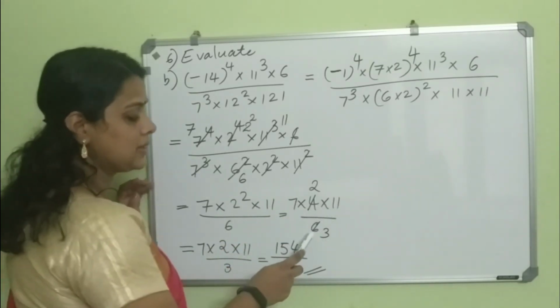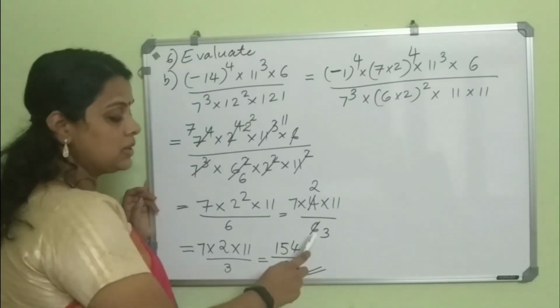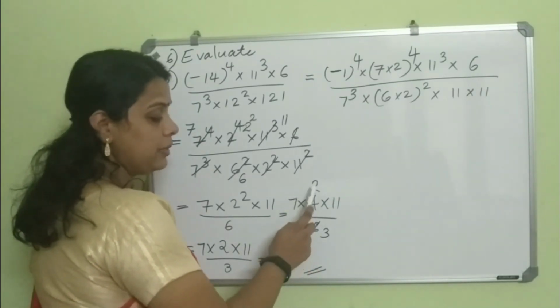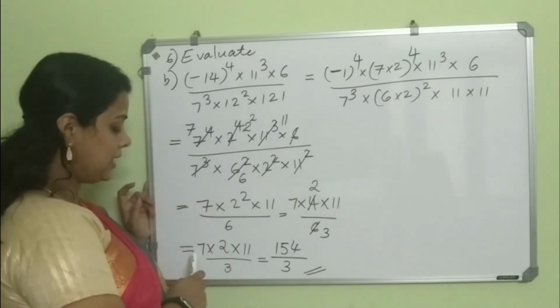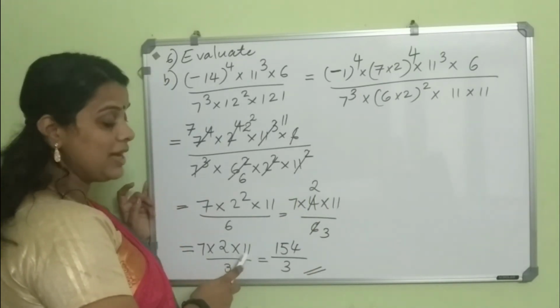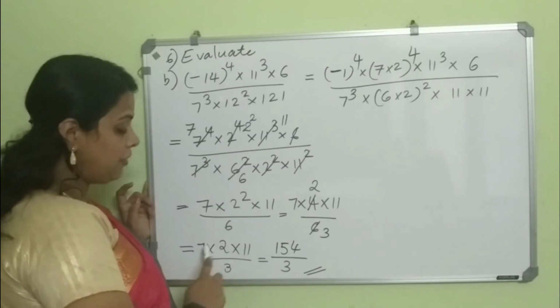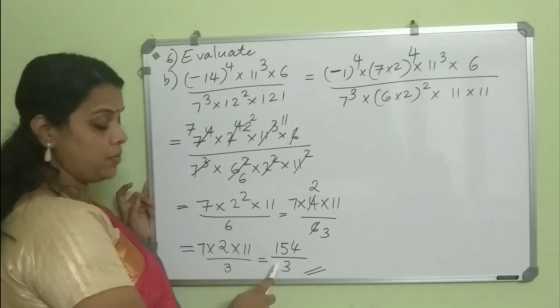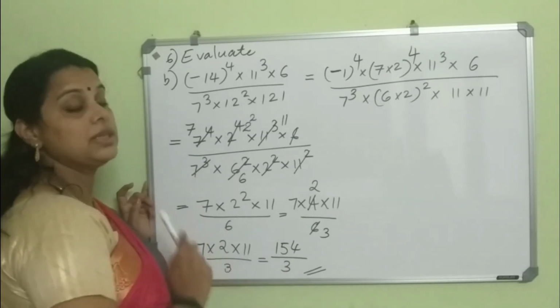Here also we can cancel 6 and 4 by 2. 6 divided by 2 is 3, 4 divided by 2 is 2. So what is there? 7 into 2 into 11 by 3. After multiplying we will get 154 by 3. This is the answer.